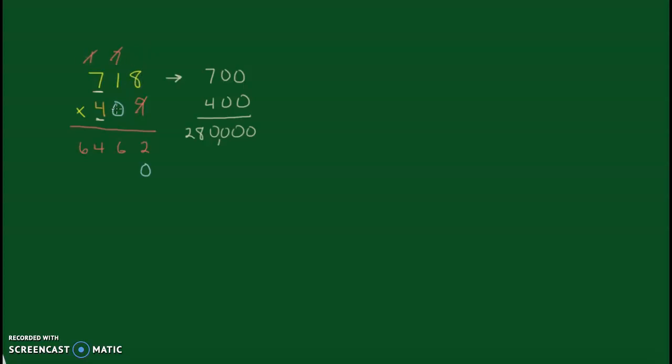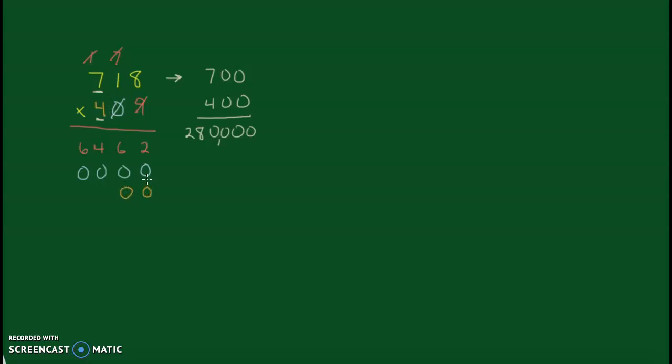So 8 times 0 is 0. 1 times 0 is 0. And then 7 times 0 is also 0. And now I'm done with the tens place. Now we move on to the hundreds place. Hundreds place, we need to put down 2 zeros for our placeholder.